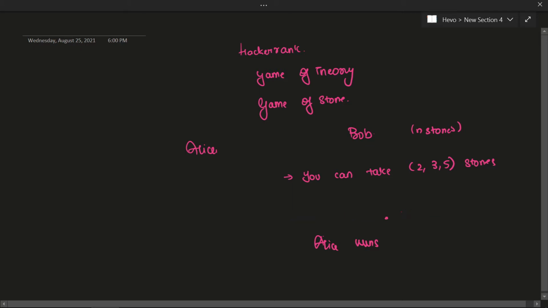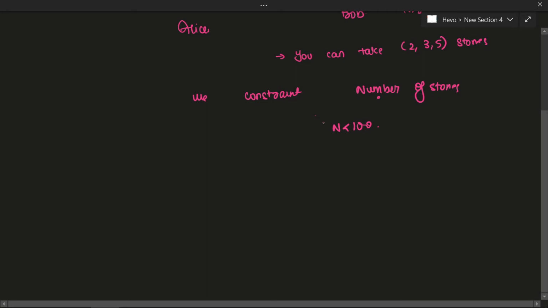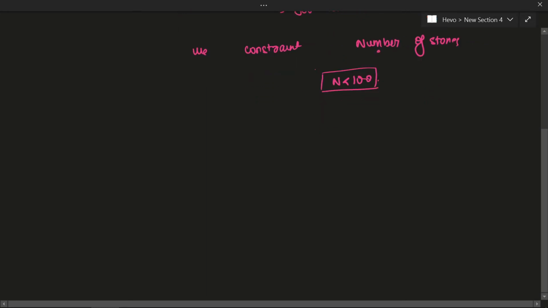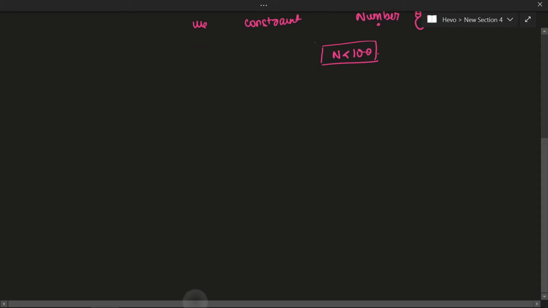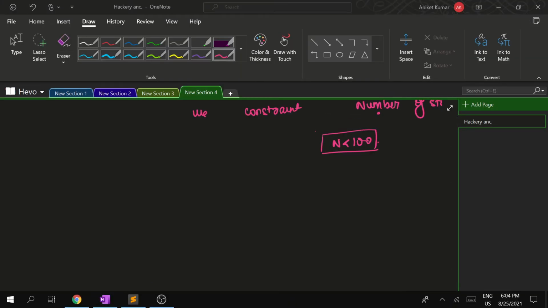Before building the solution, we are given the constraint that the number of stones is in the range of less than 100, right? This is a very good constraint, and it will come in handy when we go ahead with the problem. So let's go over the question and what it is trying to say.